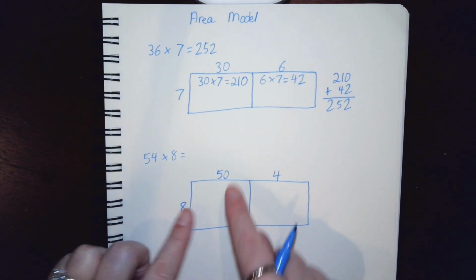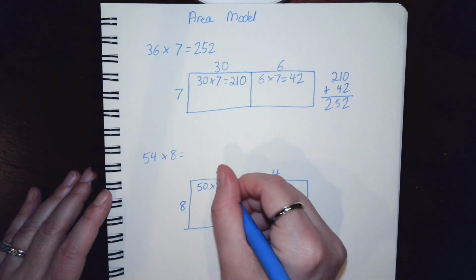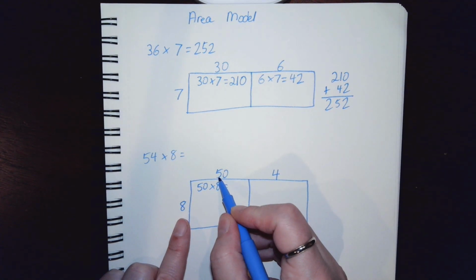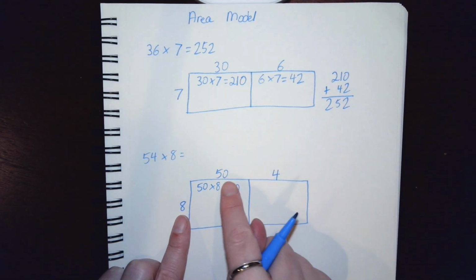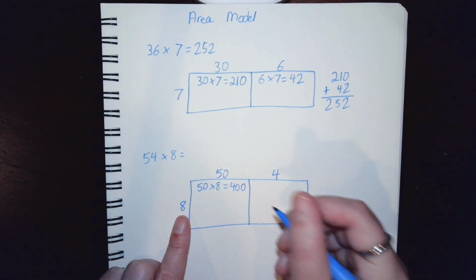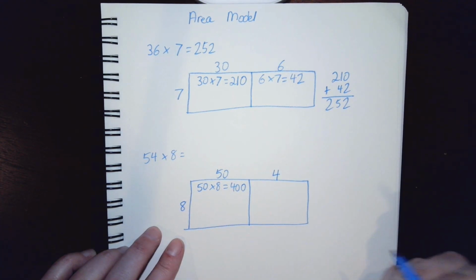So my first multiplication problem is going to be 50 times 8. Now here again I can look at it as I have 5 tens and I want to multiply that by 8. So 5 tens times 8 is 40. But don't forget I'm multiplying by 10, so I have to add that 0 in there. Okay? So 50 times 8 is 400.